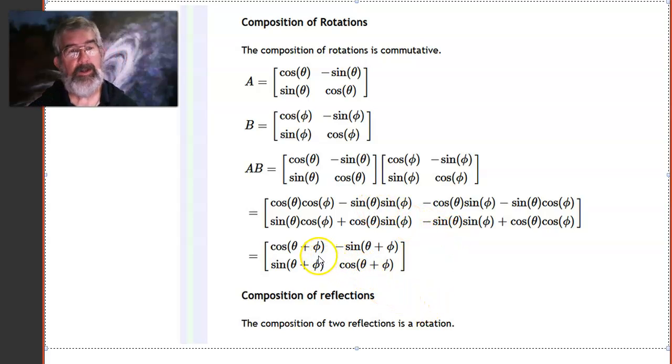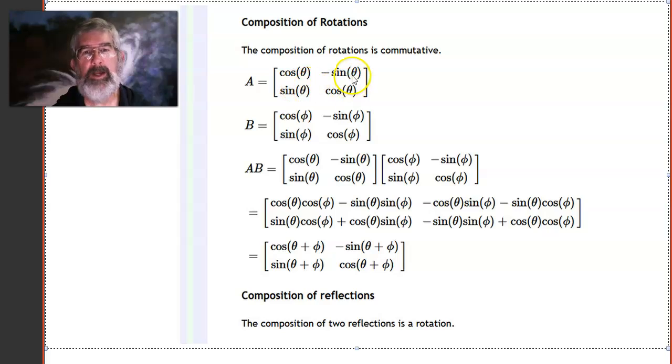And so what I have here looks like a rotation matrix, right? The rotation matrices were all, the first column was cosine of an angle, sine of the same angle, and then second column minus the sine of that angle, cosine of that angle. That's exactly what I have here. The angle here is theta plus phi. Cosine theta plus phi, sine theta plus phi, minus sine theta plus phi, cosine theta plus phi. So this is rotation through an angle of theta plus phi.